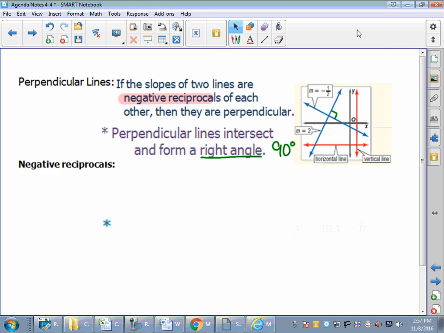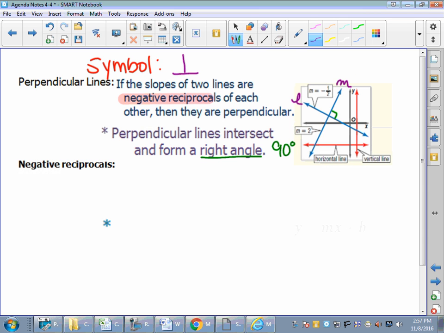The symbol for perpendicular kind of looks perpendicular. It's an upside down capital P. So if this line is L and this line is M, I could say that L is perpendicular to M. Hopefully you got your cursive letters down.